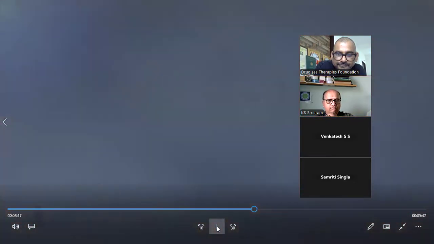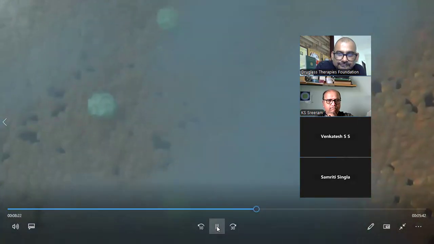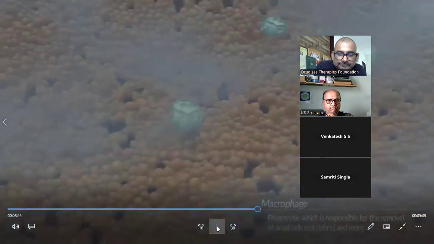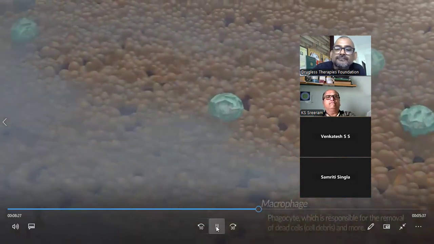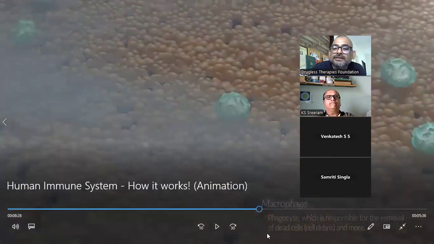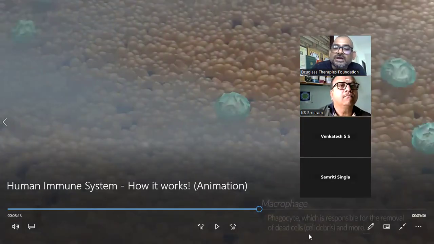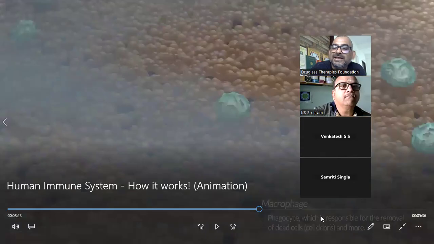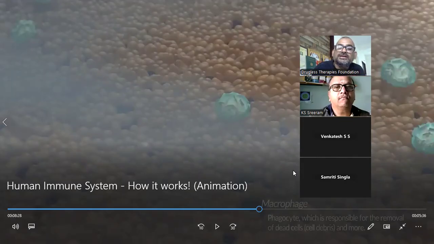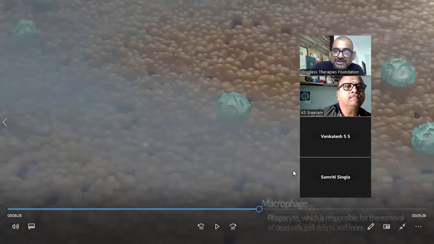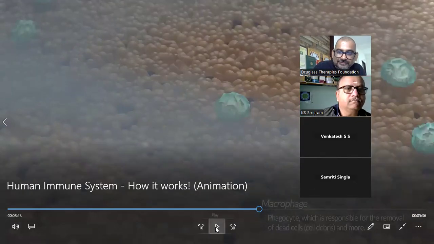The cell's debris are eventually eaten by macrophages and new cells form. A macrophage is a phagocyte which is responsible for removal of the dead cells, cell debris and more. Okay, this is very important. How can we increase this macrophages action? Is by fasting. I have one very good video on that. I'm going to play that also.